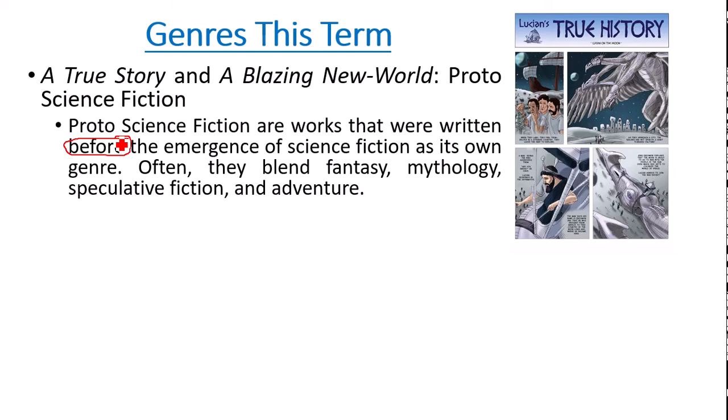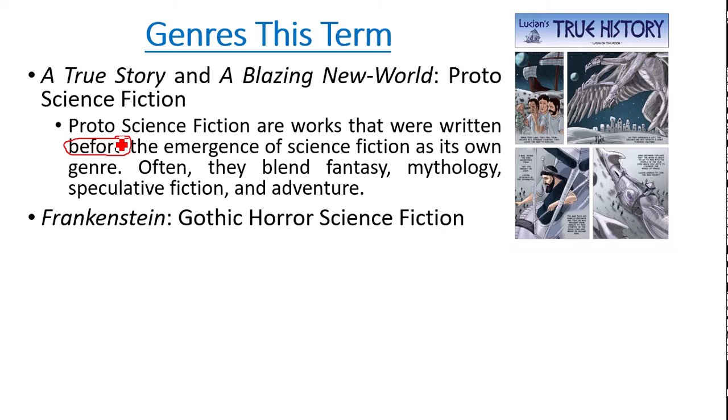A True History was written around, if I recall correctly, about 130 AD. Blazing New World was published, at least, in 1666. So long before, a couple hundred years before science fiction really began to develop as a separate genre of literature. So I think it'll be interesting for us to kind of trace that development and see historically some of the beginnings of science fiction. Then we're going to look at Frankenstein.